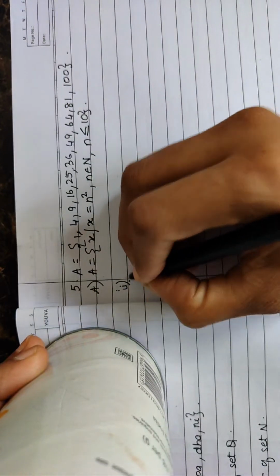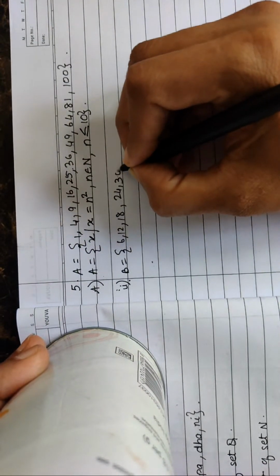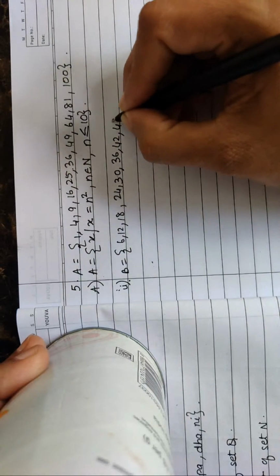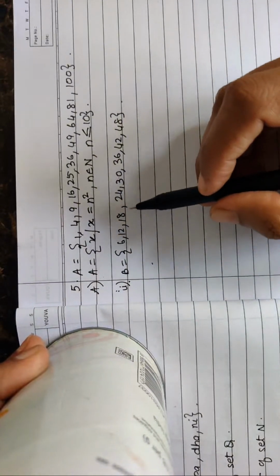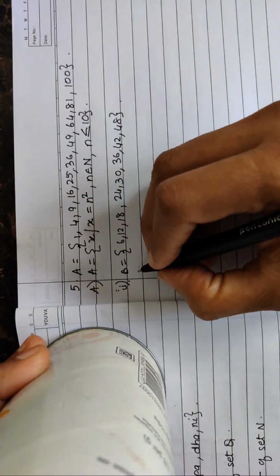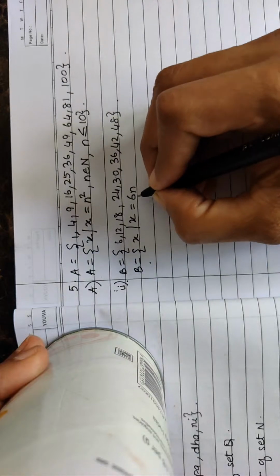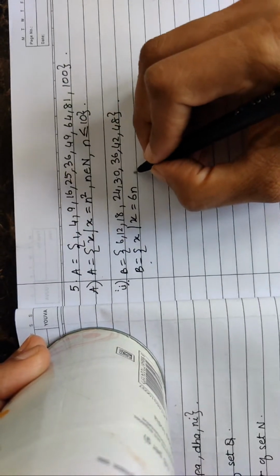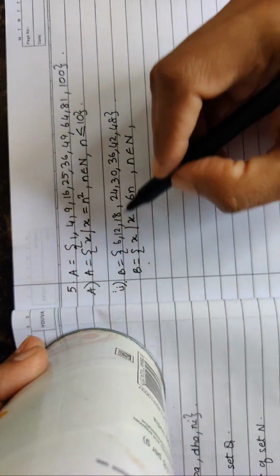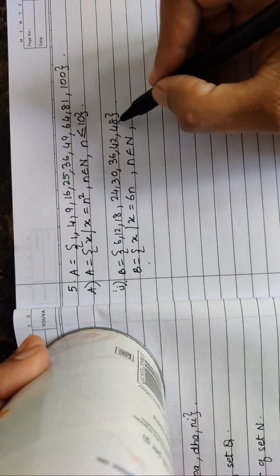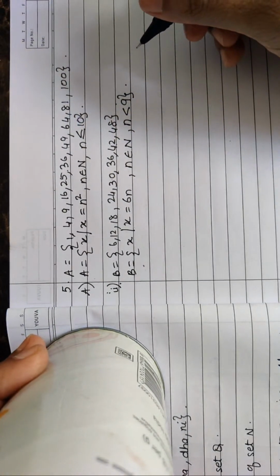Going on to the second question: 6, 12, 18, 24, 30, 36, 42, 48. Now here I can see this is the table of 6. So how will I write this? x such that x is a multiple of 6. So n belongs to N, that is capital N, the natural numbers. And up to where is the table of 6? It goes up to 8, right? So it's less than 9, or you can also write equal to or less than 8.